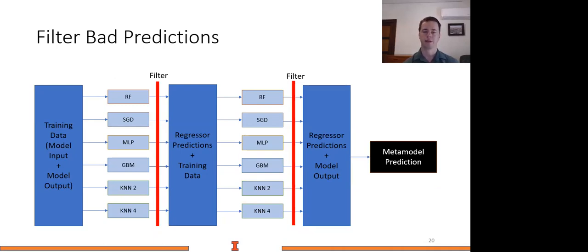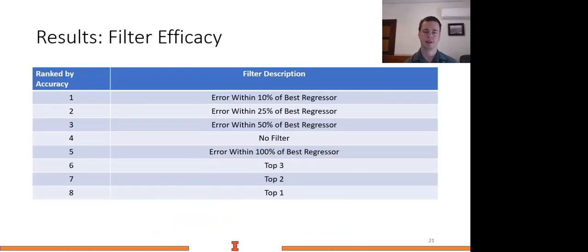We evaluated two kinds of filters. The first is the error within 10% of best regressor filter, which filters out all the regressors that have an error greater than 10% of the best regressor. We tried that for different threshold values: 10%, 20%, 50%, and 100%. We also tried a filter that filters out all of the regressors except for the top K performing regressors: top one, top two, top three. And we also tried this with no filter at all, just as a control.